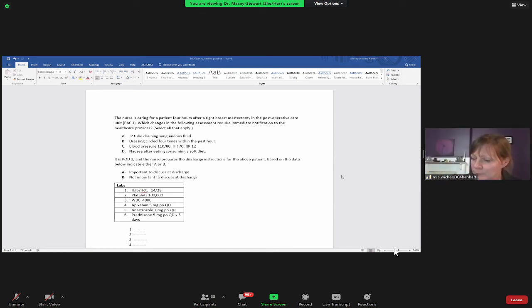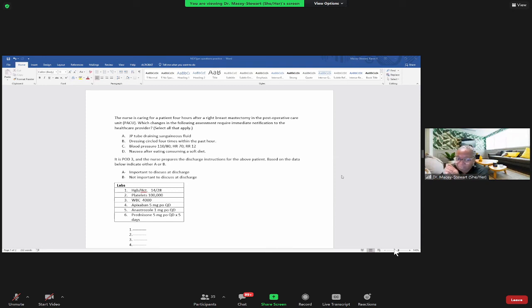Okay. All right, the second part is post-op day 3, and the nurse prepares the discharge instructions for the above patient. Based on the data below, indicate either A or B. So A means important to discuss at discharge, B, not important to discuss. So in class, when I first tested this question, they said it referred more to teaching. So I told you I just made these questions up 10 o'clock last night. I was tired. So the ones that you picked to discuss, I need you to tell me what you would discuss with the patient. So let's go through 1.